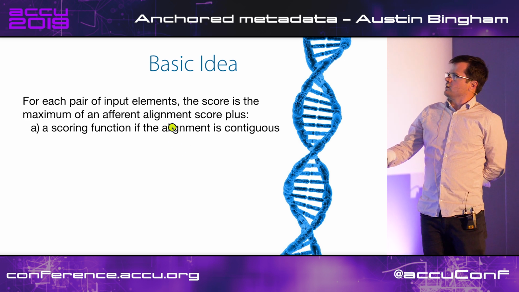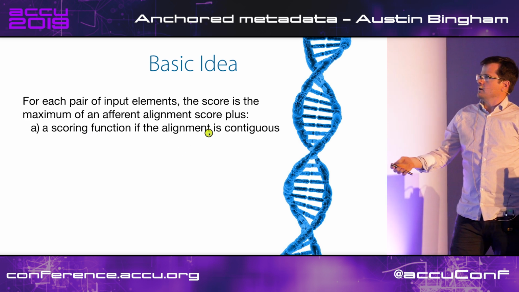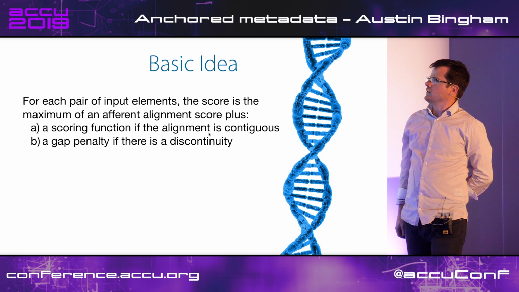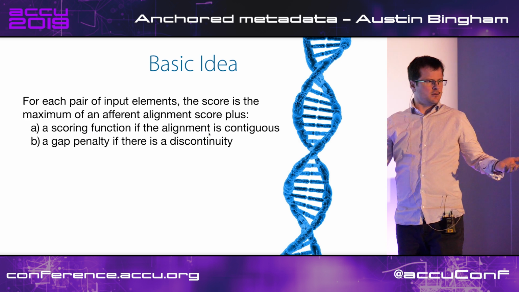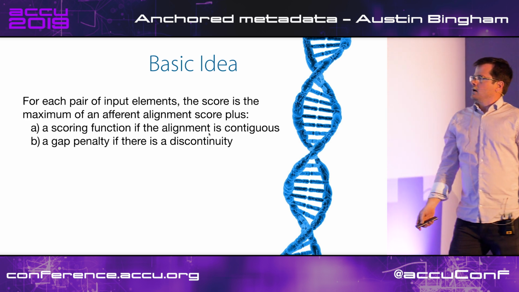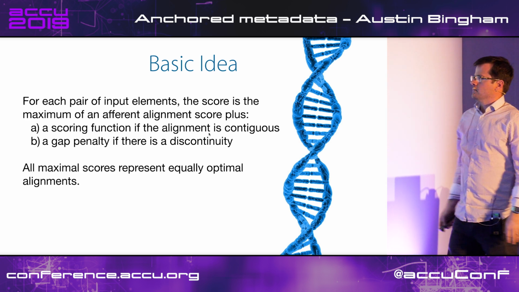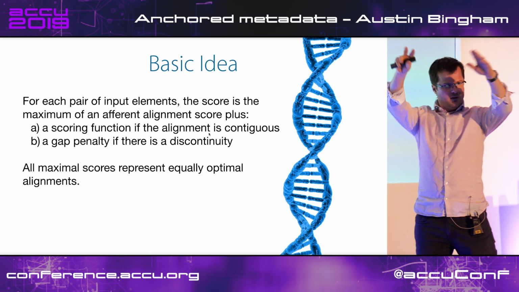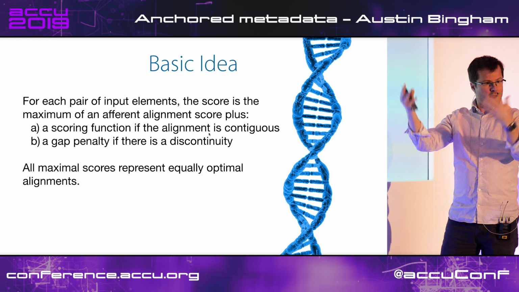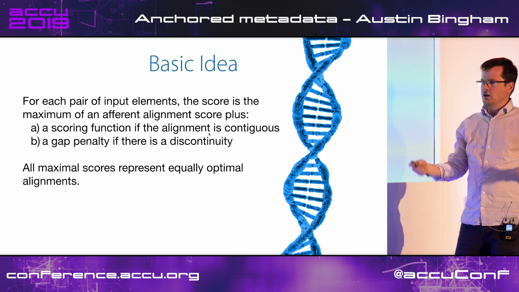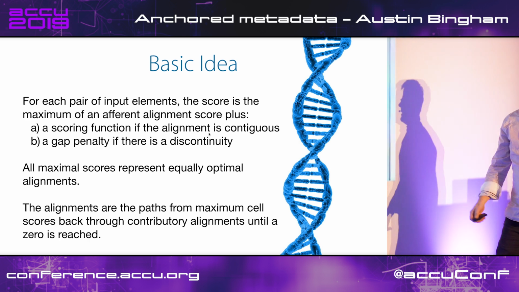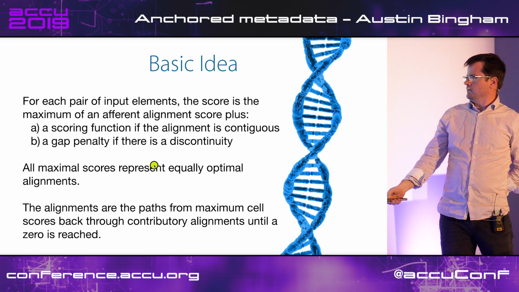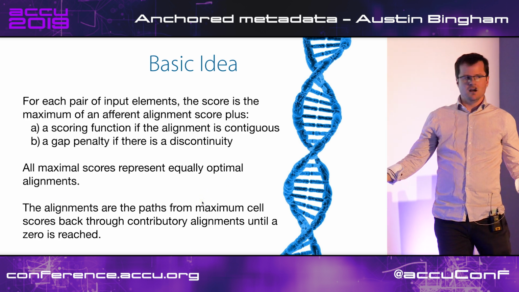So you have a scoring function. If you're following an actual alignment through the two strings, you use a scoring function, and there's a gap penalty if the algorithm discovers a gap. And the maximal scores represent equally optimal alignments. So at the end, you'll have this 2D matrix with a bunch of numbers in it, and you look for the highest numbers, and there might be a bunch that have the same value. And from there, you can backtrack through the scores and find the alignments, and that's how it works.